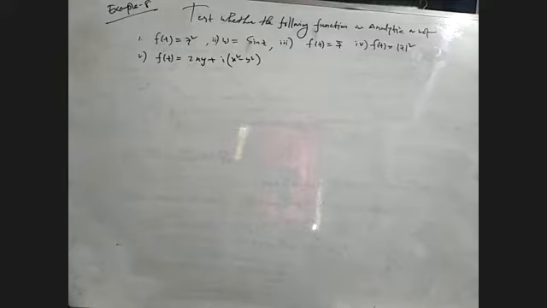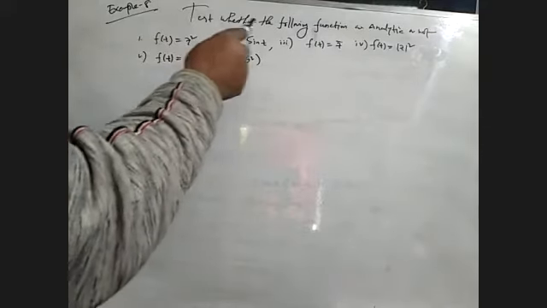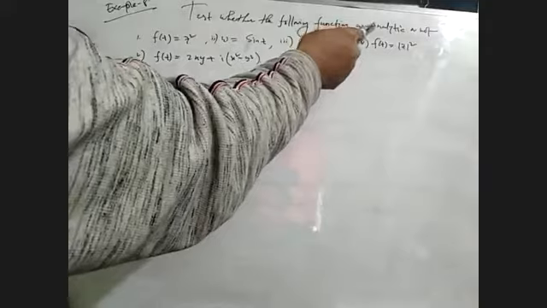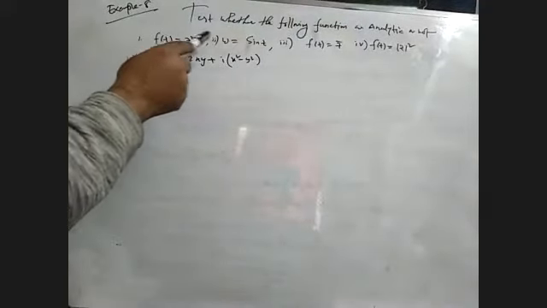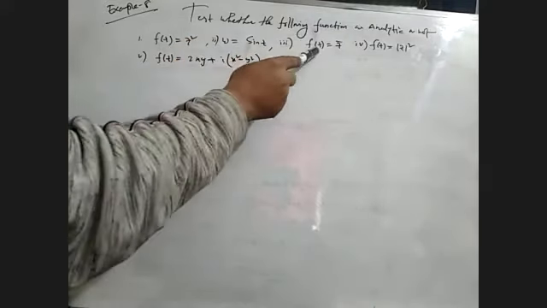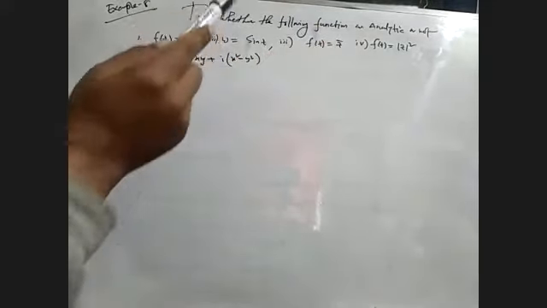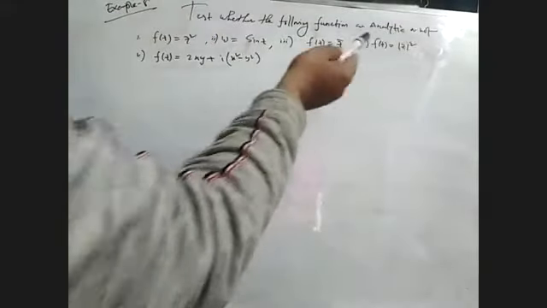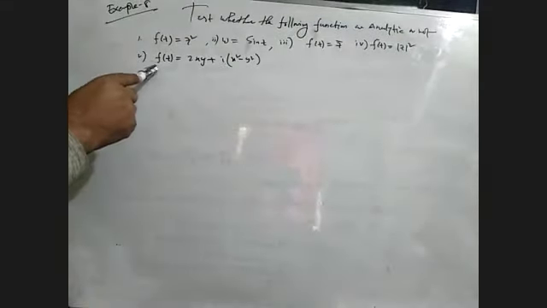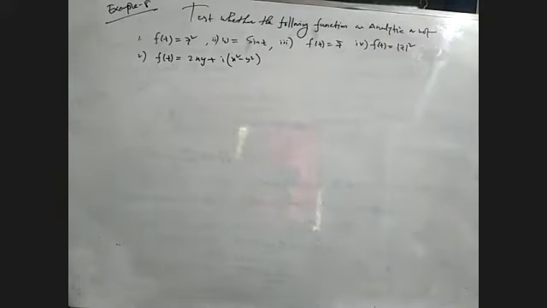Now there is an example. Test whether the following functions are analytic or not. There are 5 examples. First one is f of z equals z square, second f of z equals sin z, third f of z equals the complex conjugate of z, that means z bar, fourth f of z equals modulus of z whole square, and number 5, f of z equals twice xy plus i into x square minus y square. Now, how can we prove that the function is analytic or not?